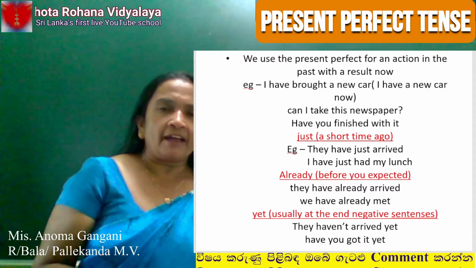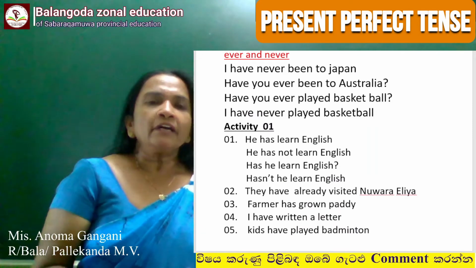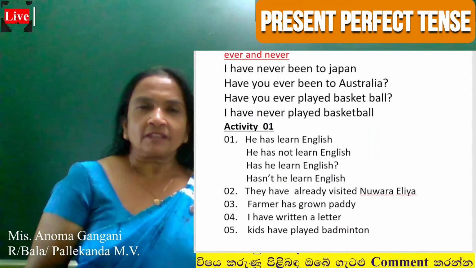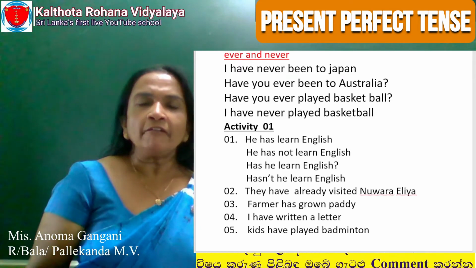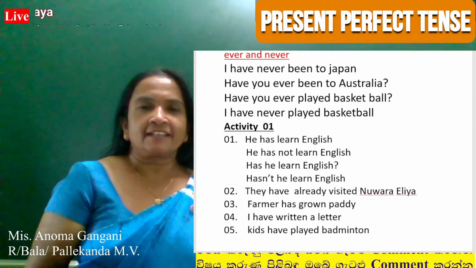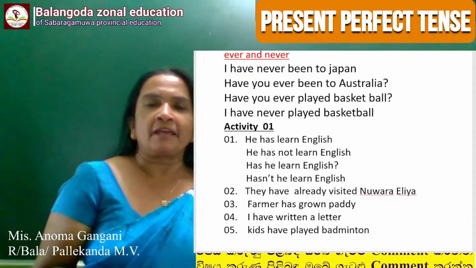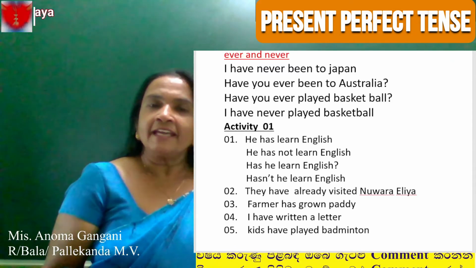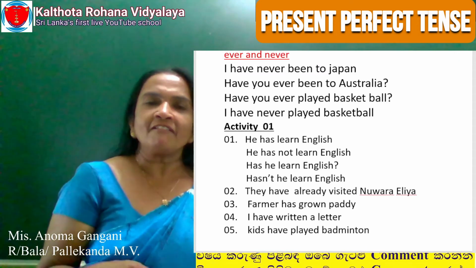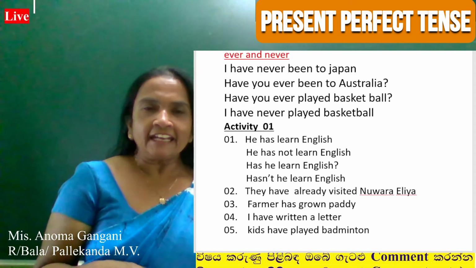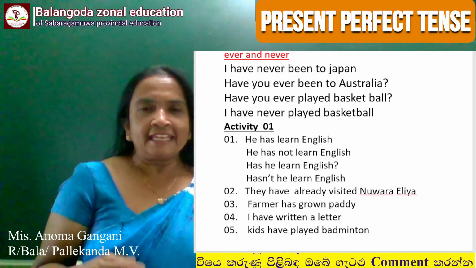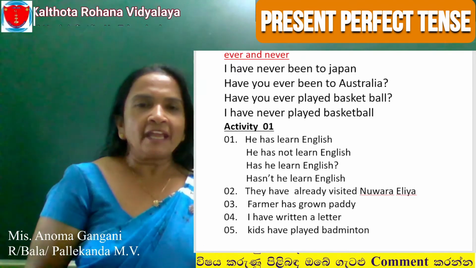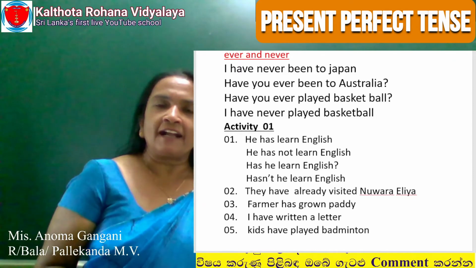And the next one: ever and never. Example: I have never been to Japan. What is meant by that? I have never been to Japan. Have you ever been to Australia?